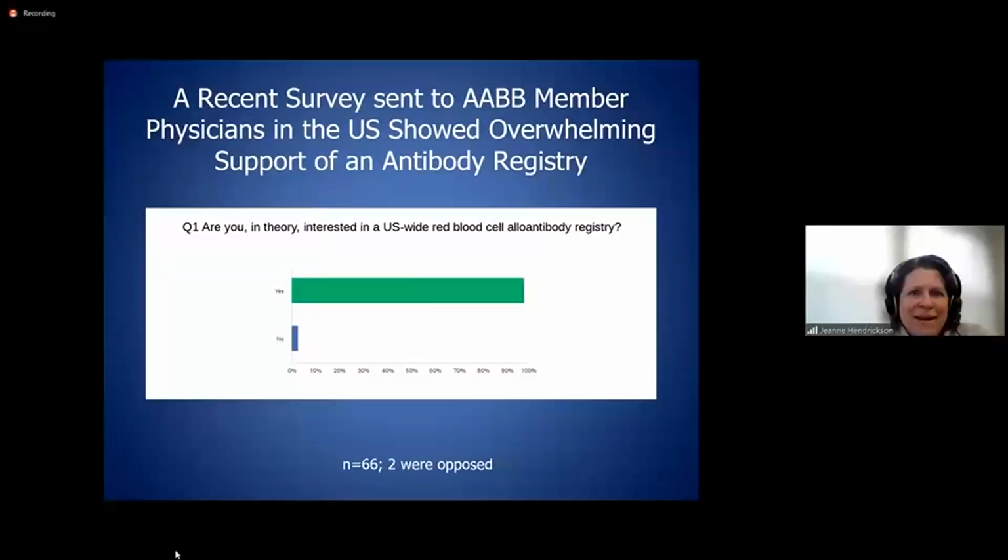So as we begin to plan for a US-wide antibody registry, we sent out a survey to AABB members who are physicians in the United States, and we got 66 responses. There was near universal support of at least the idea of an antibody registry. So 64 respondents were interested and 2 were opposed. The 2 that were opposed were for patient privacy reasons.